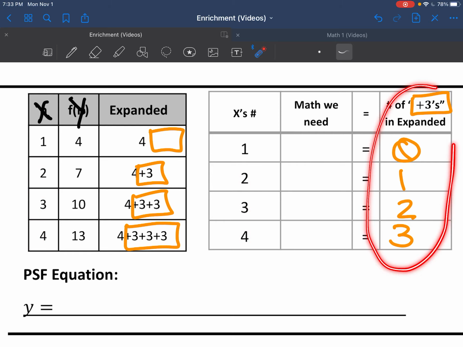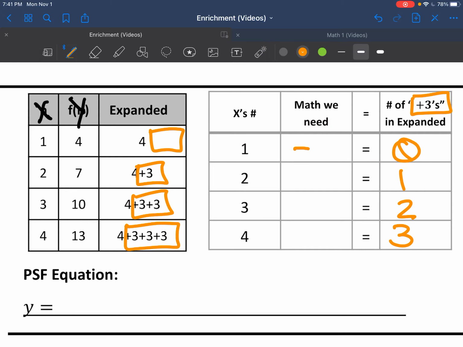Now over here you see it's already filled out. It says the number of plus 3's in the expanded form. Well, here we have 0 plus 3's. Here we have 1 plus 3. Here we have 2 plus 3's. And lastly, we have 3 plus 3's. So our goal is to figure out what math can we do with 1 in this box so that it equals the 0. Well, we can do 1 minus 1, and that gives us 0.